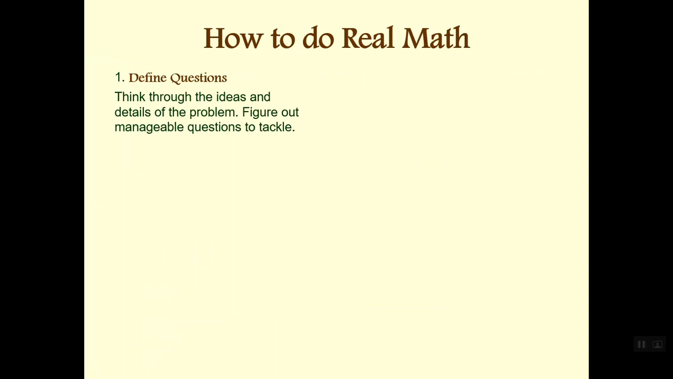There are basically 4 steps to what mathematicians do in the process of how they're working. I'm going to talk about each of those individually. The first thing they need to do is define their questions. They need to think through the ideas and the details of whatever problem it is that they have and figure out what are the questions that we need to tackle. What are the questions we need to ask to understand what we're doing?